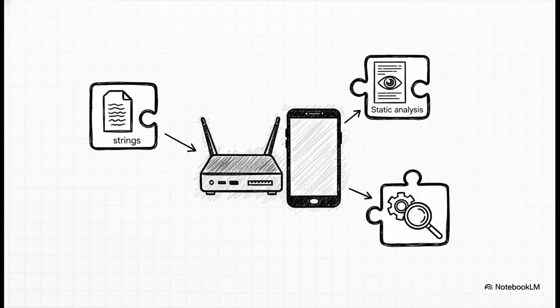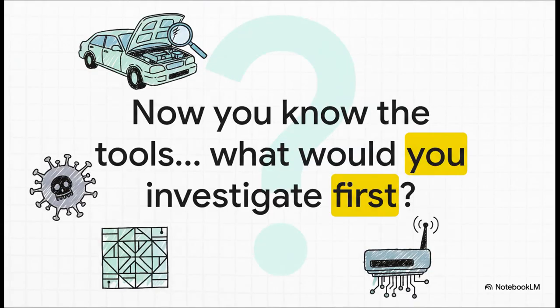So, you see, level 5 isn't really one single technique. It's about the smart combination of everything we've learned so far, using strings to get our bearings, using static analysis to map out the code, and then dynamic analysis to confirm how it all works, all in the service of understanding a real-world device. From malware and password puzzles, all the way to the firmware inside your router, reverse engineering gives you the power to really look under the hood of any software.